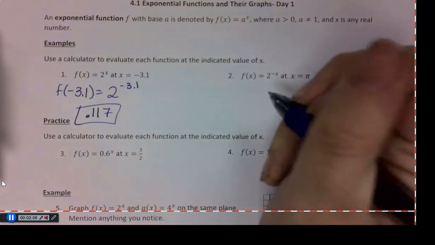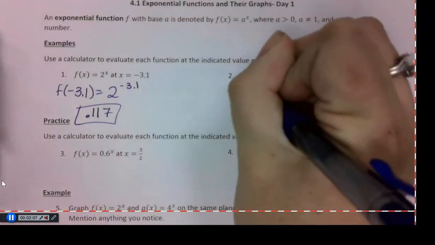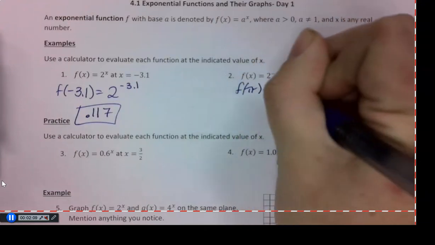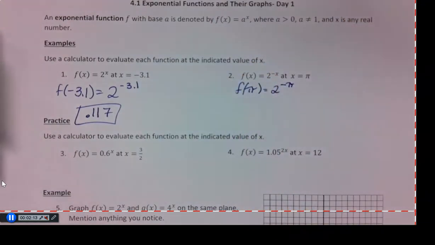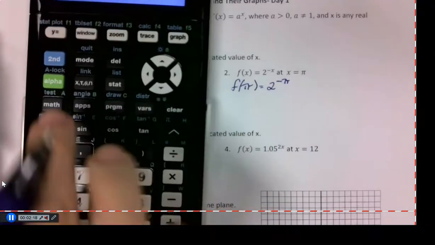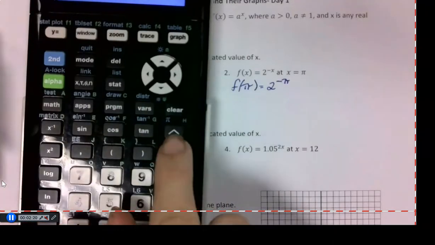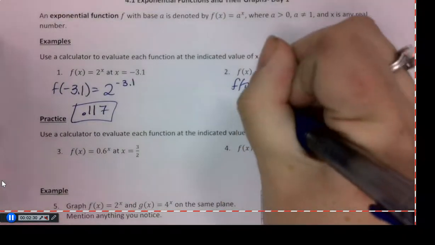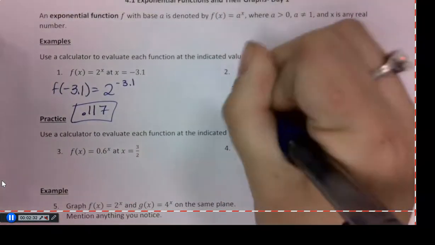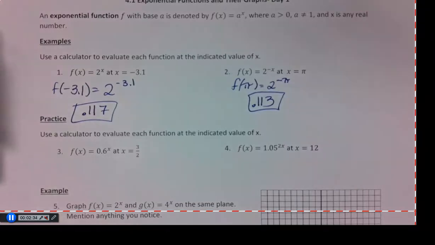Okay, same thing for number 2, except this time I'm plugging in pi. Is there even a pi symbol on here? Yeah, there is a pi symbol. Oh, there is. So if I go second and then that same button we used to get the exponent, that's where the pi is. So this gets us 0.113. Questions here?